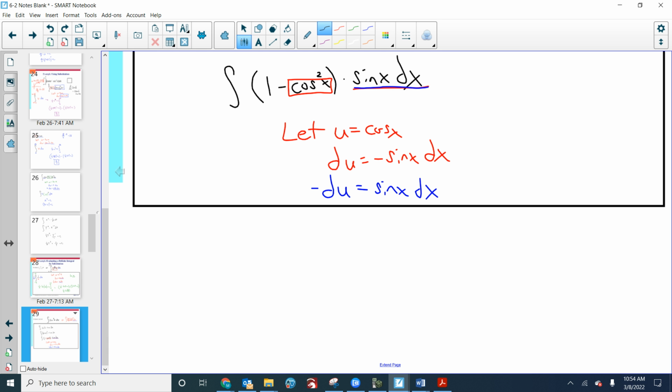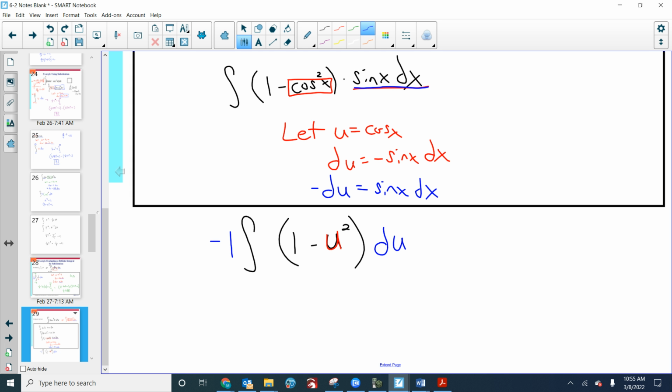So my integrand now looks like this. 1 minus u squared, and then the sine of x dx turns into negative 1 du. And those parentheses are necessary because of that negative 1, but the integral symbol kind of breaks it up as a separation of terms. So technically, I didn't need the parentheses in there. If I brought the negative 1 all the way out front, if I put it in the integrand, I would need to leave them there.